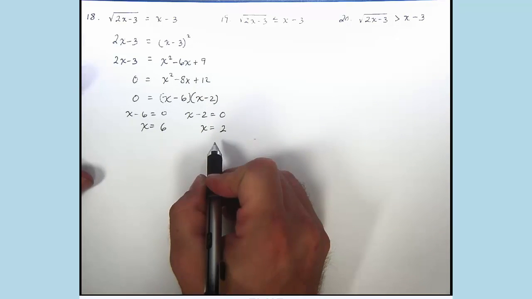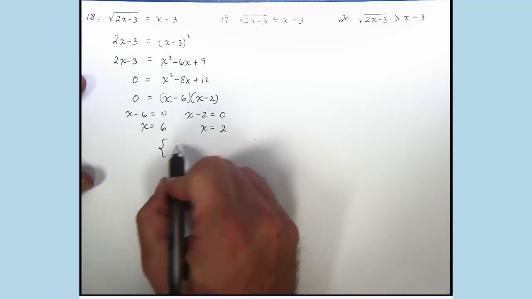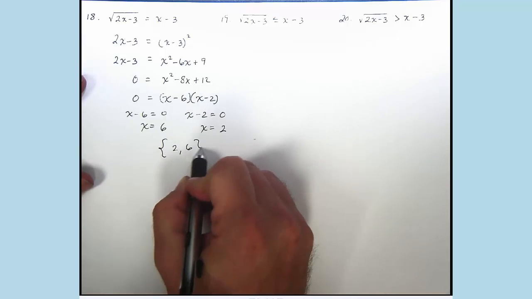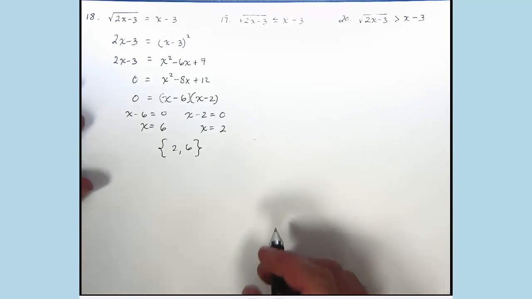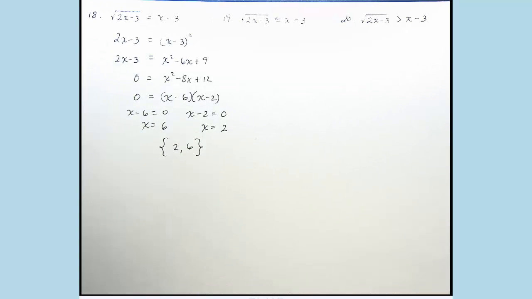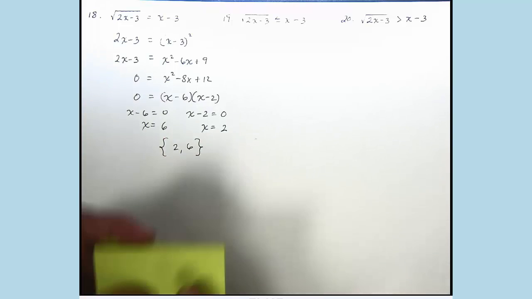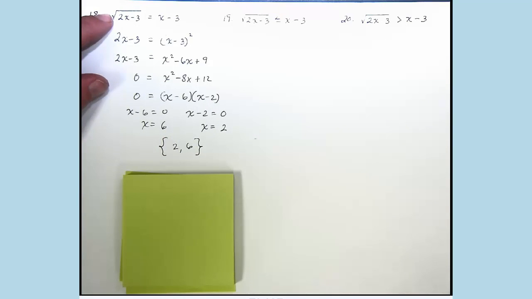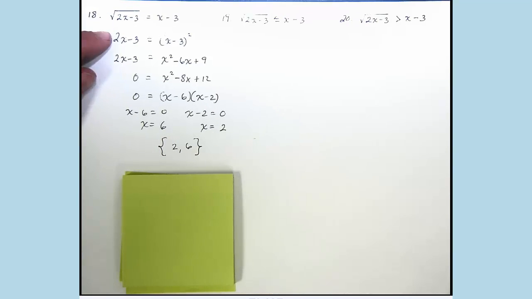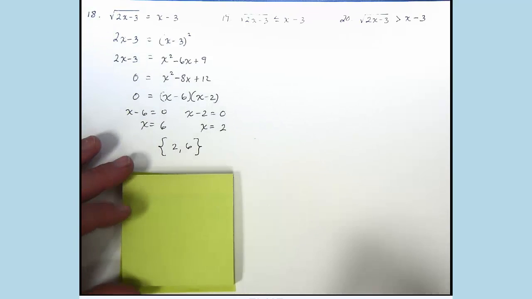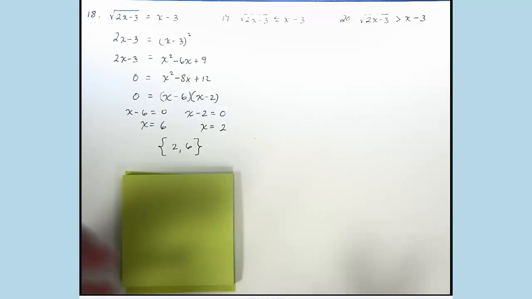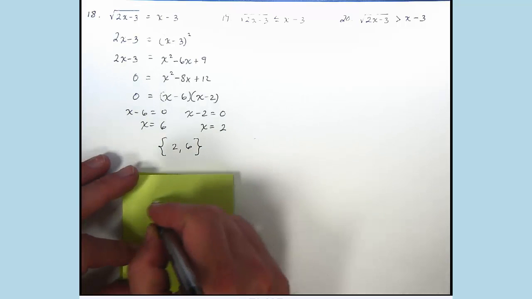And this is where students can make the mistake. If a student put 2 and 6 in their solution set, they would be wrong. Because something happened here, and you might not be aware of it unless I bring it to your attention. So here it is. When you square an equation on both sides to solve for a given variable, sometimes you create false positives. What do I mean by that?